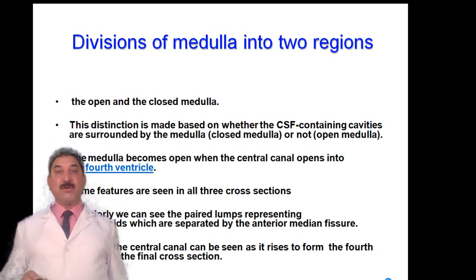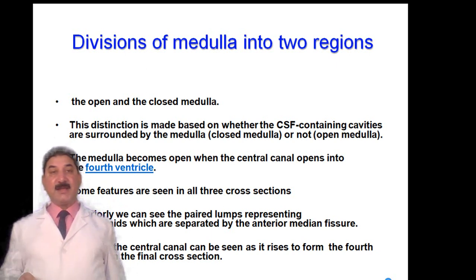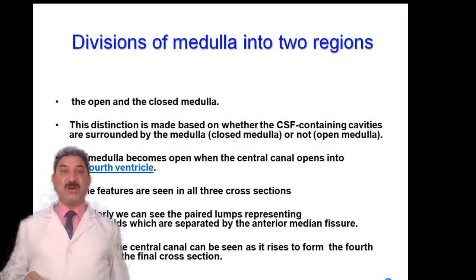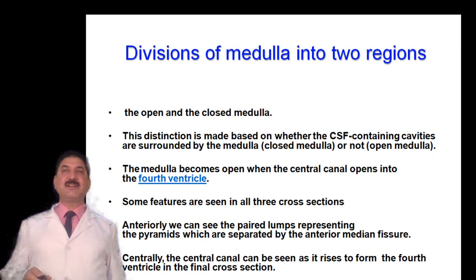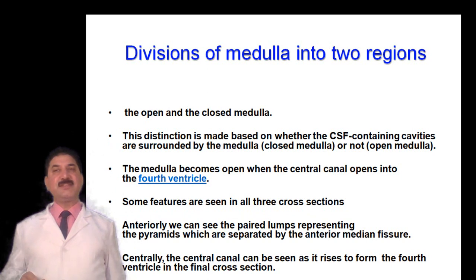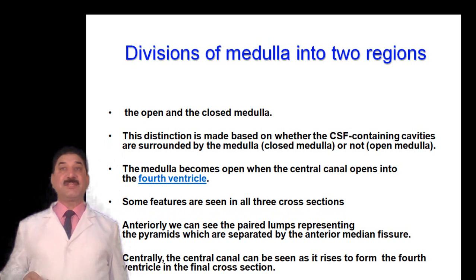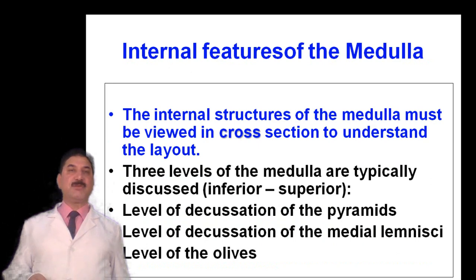Some features are seen in all sections of the medulla oblongata. Anteriorly we can see the paired lumps representing the pyramids, which are separated by the anterior median fissure. Centrally, the central canal can be seen as it descends from the fourth ventricle in the lower sections. In other words, if we take a section at the lower level of the medulla, anteriorly the pyramids are seen, and we can also see the central canal. But if we take a section at the higher levels where the medulla is open, we cannot see the central canal.